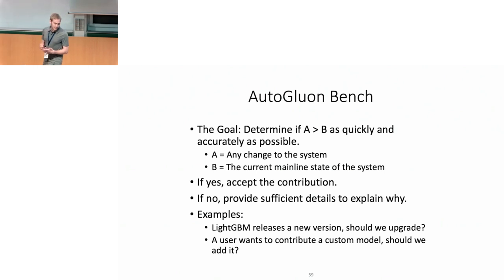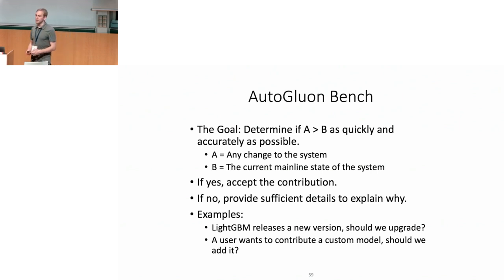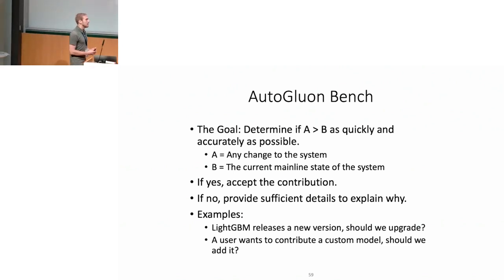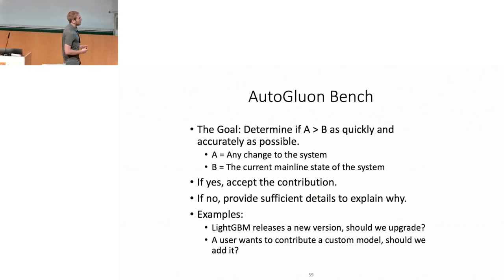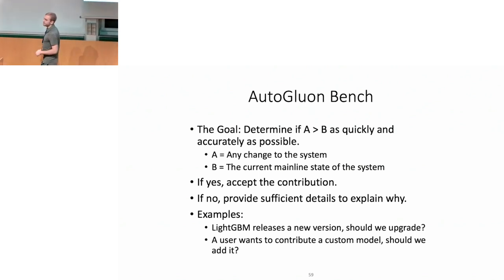Examples. LightGBM releases a new version. Should we upgrade? The general wisdom would be yes, you would upgrade. But what if they have performance degradation on certain data sets and their memory usage starts being twice what it used to be on large data sets, right? What if it breaks in certain scenarios, right? So it's not actually trivial. And then what if a user wants to contribute a custom model? Should we add it, right?